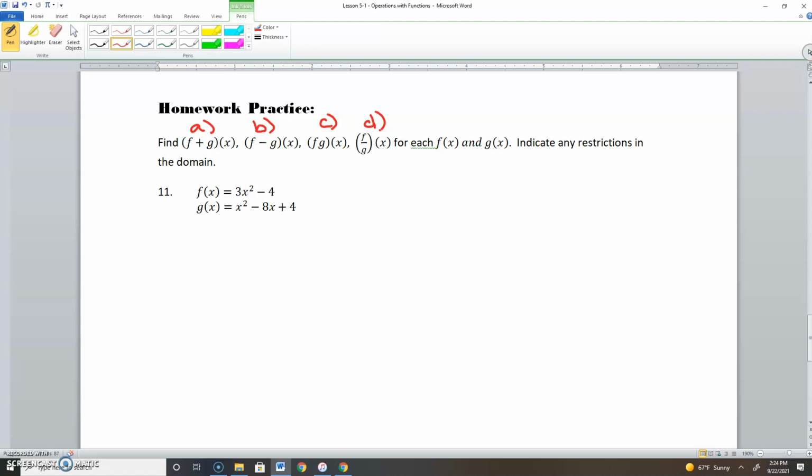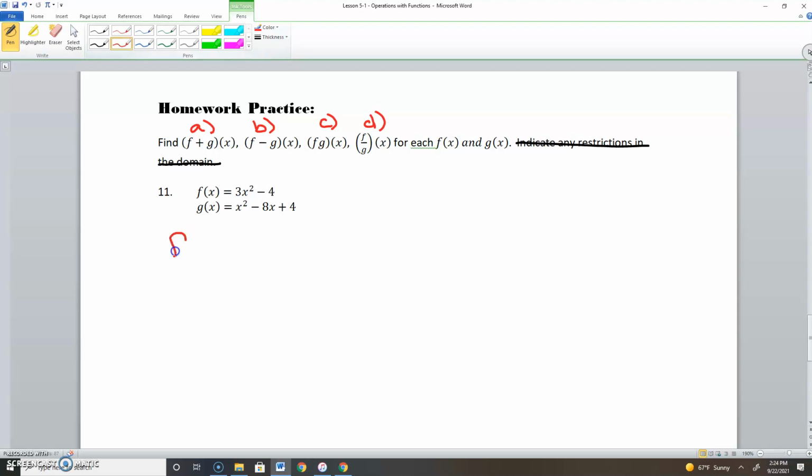The other part of the instructions I want to talk to you about is it says indicate any restrictions in the domain. We are going to work on what restrictions in the domain are as we get to each unit over these special functions. So for now, you guys can essentially just mark that out. I am not worried about you doing that at all. Okay? So we're going to go over number 11. You guys are going to do 4 through 10.